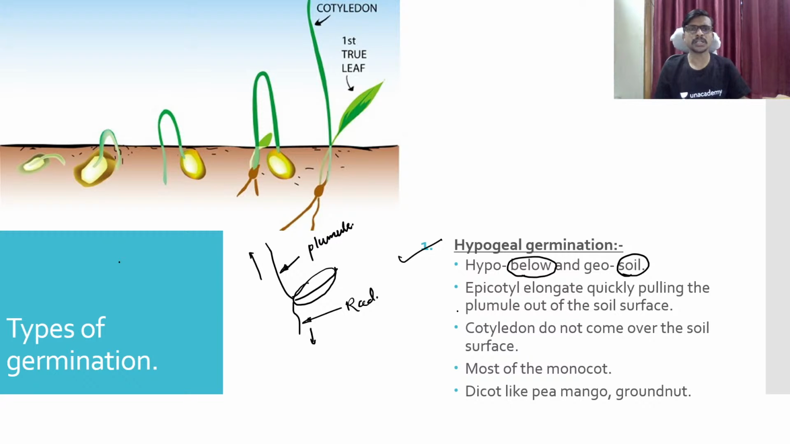So the plumule comes out of the soil, you can see the plumule is coming out of the soil here. The cotyledon does not come out, the cotyledon is still here, as a seed it is still inside the soil. The cotyledon does not come over the soil surface. Okay, so this is the start.